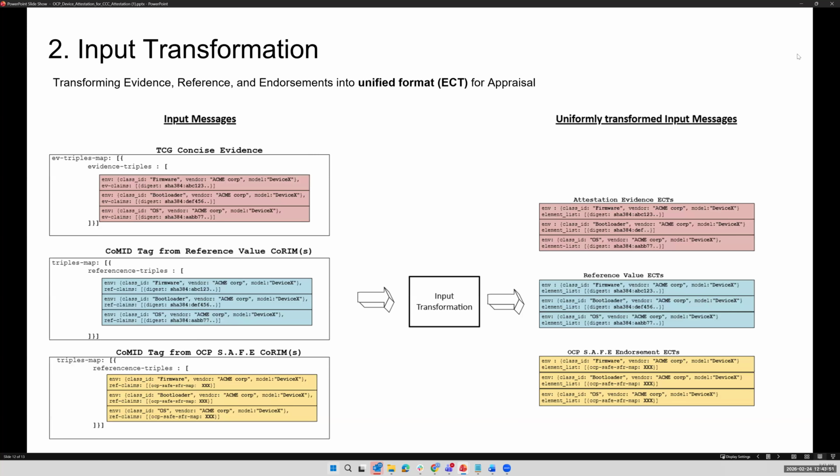And optionally, we can also have third-party endorsements. In this example, we are showing the report coming from the OCP SAFE audit, and this would also be coming in the form of quorums and reference triples. And this would contain a review report about each of the target environments or the device as a whole.